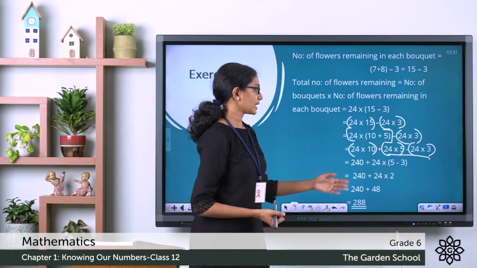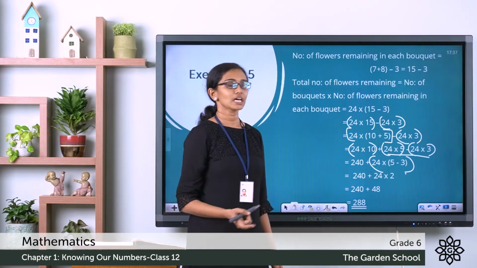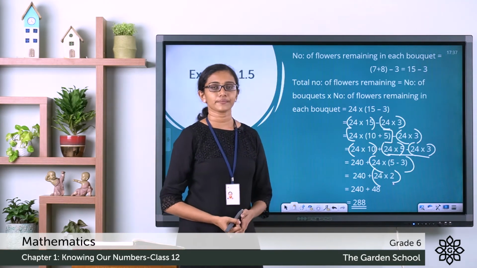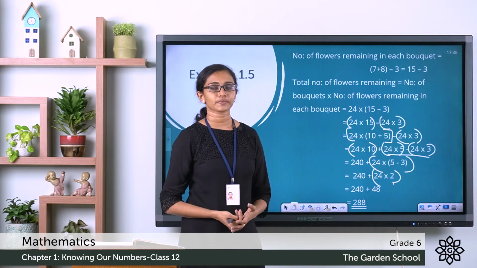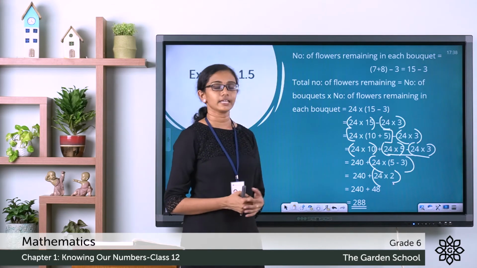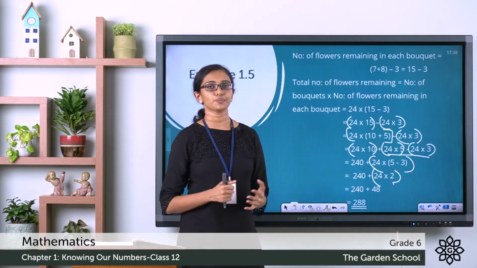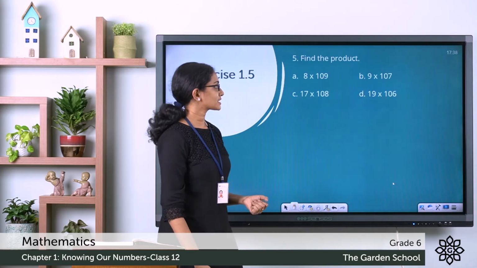So, here we are rewriting this step again. This becomes 240 plus 24 into 2, which is the equivalent of 5 minus 3. So, this becomes 240 plus 48 and that is equal to 288. So, this is the total number of flowers left in each bouquet. Hope this is clear to you now. Let's move on to the next question.